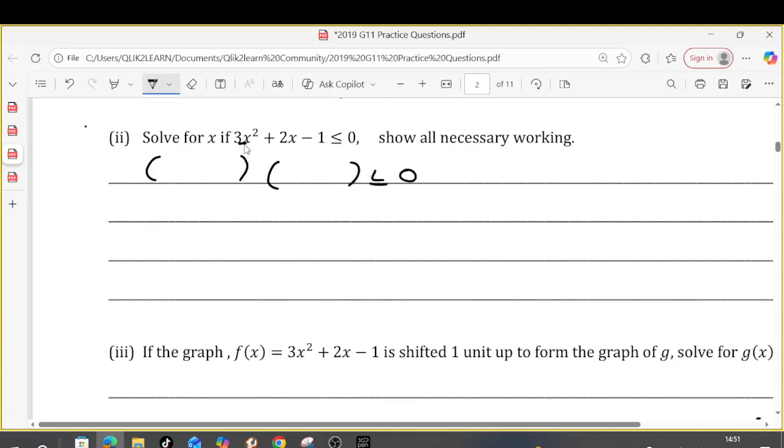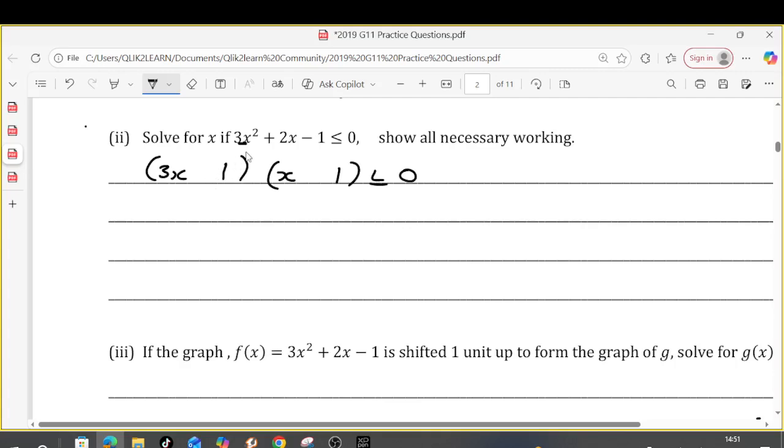The first 3x, you take the 3 with the x, you write it on the first bracket. The other bracket will just be x. Then what happens next? We need the factors of 1 that when we add or subtract they give the middle term. The factors of 1 is just 1. So both brackets will have what? Both brackets will be 1.